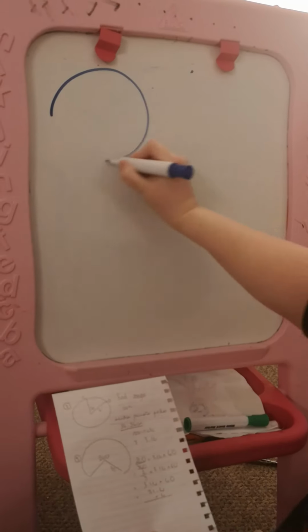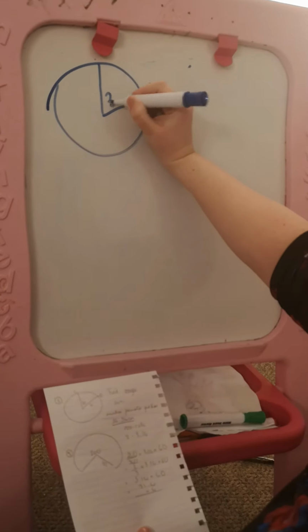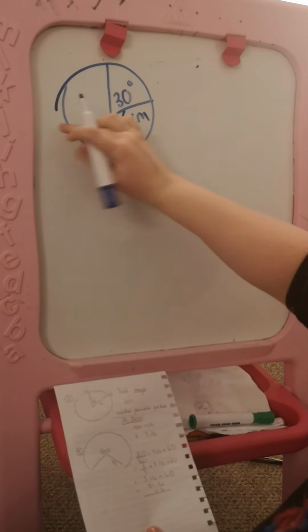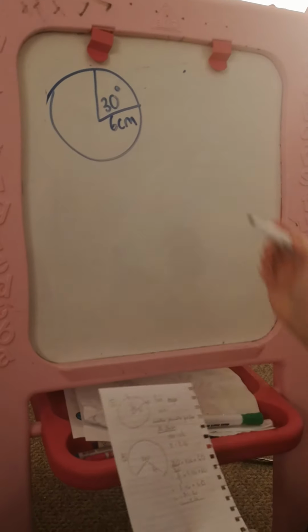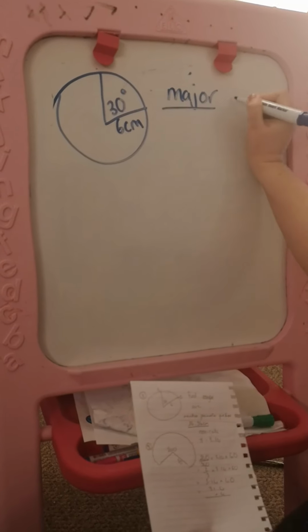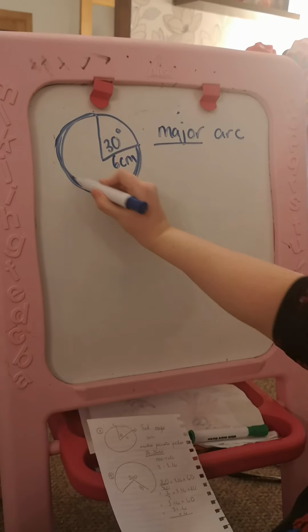So example 2, I've got a circle again. This small angle in here is 30 degrees. And this bit here is 6 centimetres. Hopefully you can see that okay. But this time I want the major arc. So the major arc is wanting the crust of the big bit of pizza, this bit around here.